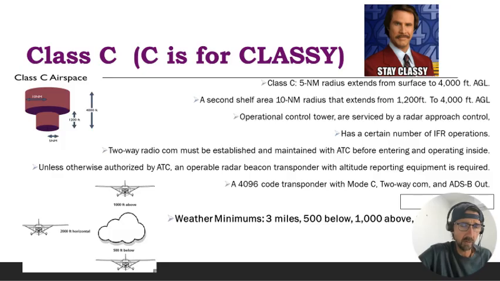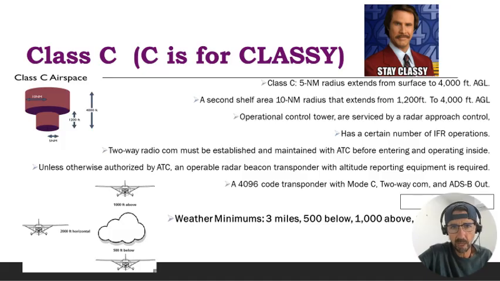So these are being serviced by some type of radar. It has a certain number of IFR operations. It definitely has IFR operations because these airports, like John Wayne, have a little bit more traffic. There's commercial traffic that comes in and out. So it's not quite as busy as Class B airspace, but there still need to be a lot of restrictions to these airspaces in order to keep things safe.